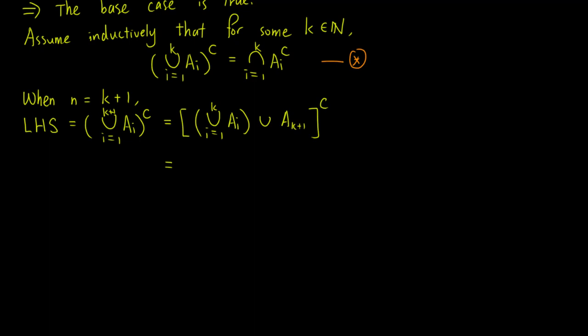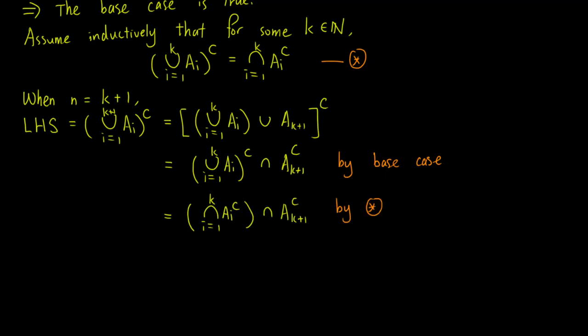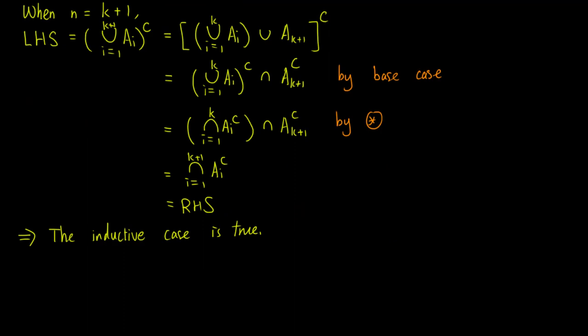Now, using the base case, this is equal to the complement of the union from A1 up to Ak, intersect the complement of Ak plus 1. Now, we can apply the inductive hypothesis star to rewrite the first set as the intersection of the complement of A1 up to the complement of Ak. By associativity again, this is just the intersection of the complement of A1 up to the complement of Ak plus 1, which is the right-hand side. So the inductive case is complete.